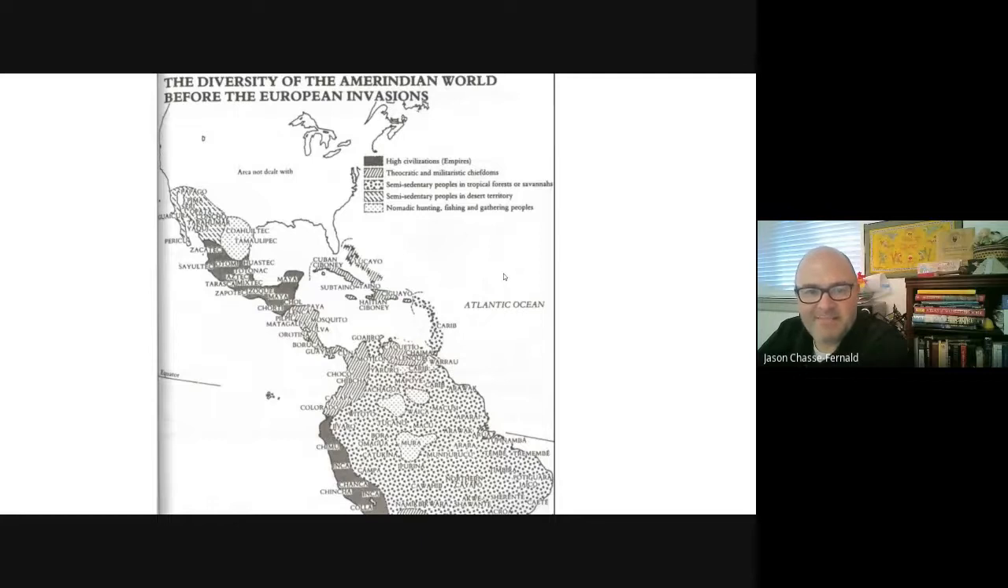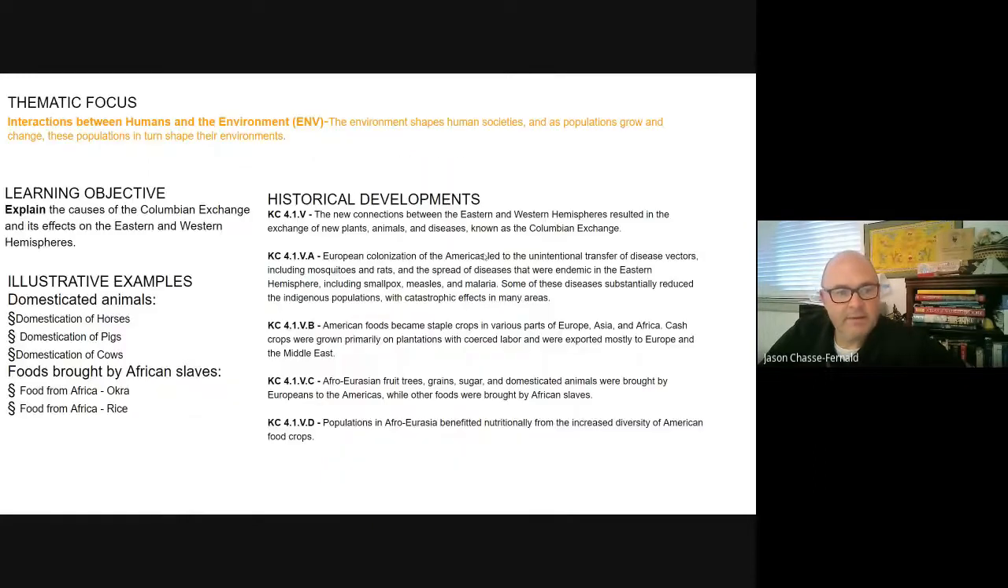This is a map demonstrating the diversity of the Amerindian world before European invasion. We're looking at the different groupings that you could see, and this is coming from a Latin American history book. So here are our examples, our historical developments, our standards.